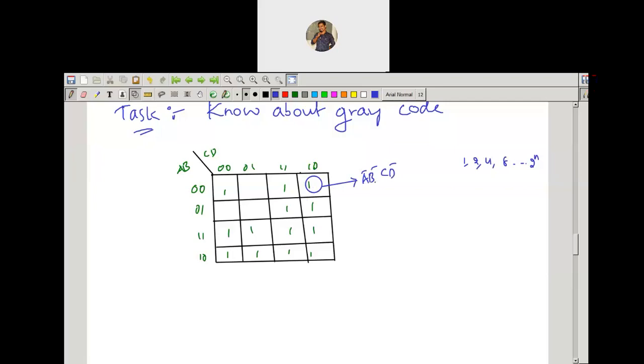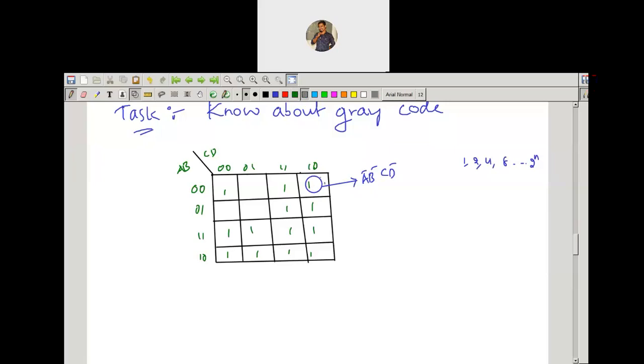A bar, B bar, C, D bar. That is, you need the four input NAND gate here. You need a four input NAND gate if you keep it as set not logic. So that is when we're grouping one cell.